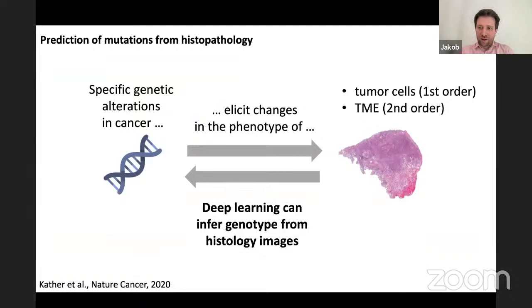So the biological hypothesis underlying this is that basically every single tumor has its own set of specific mutations, and every single tumor has its own phenotype, and each tumor looks different. And so the idea is that specific genetic alterations cause specific changes in the phenotype, either in the tumor cells themselves or in the tumor microenvironment. And what we can do is use deep learning to just look at the tumors and guess the genotype, and give us a prediction for whether a particular molecular alteration is present or not.